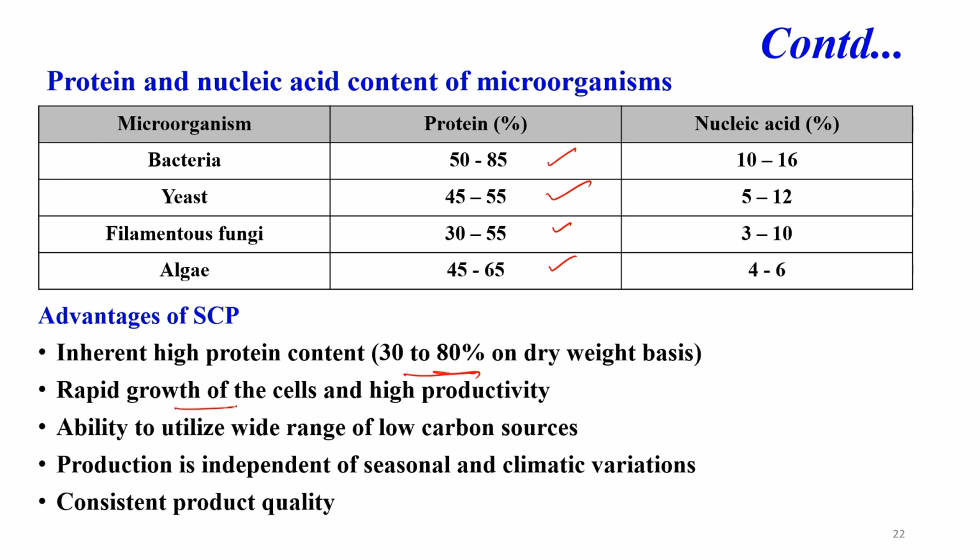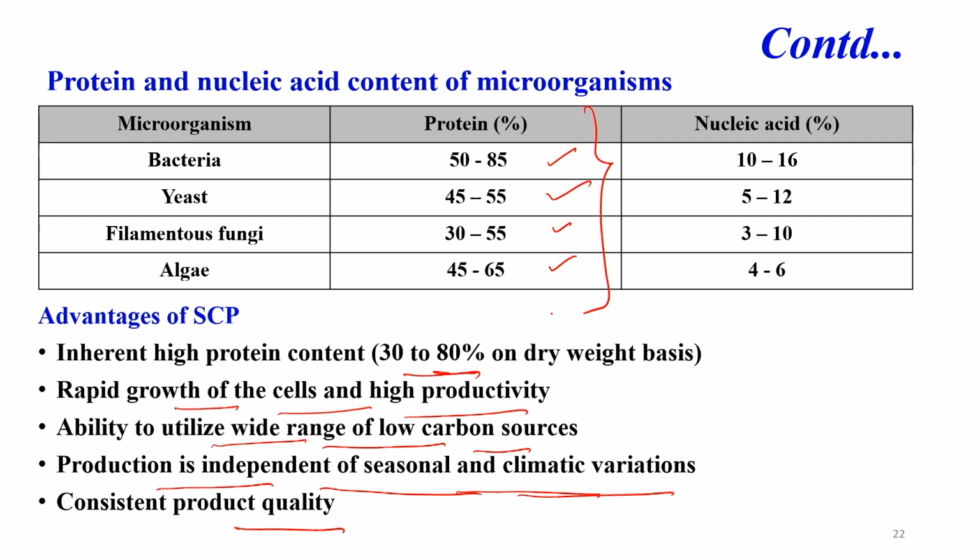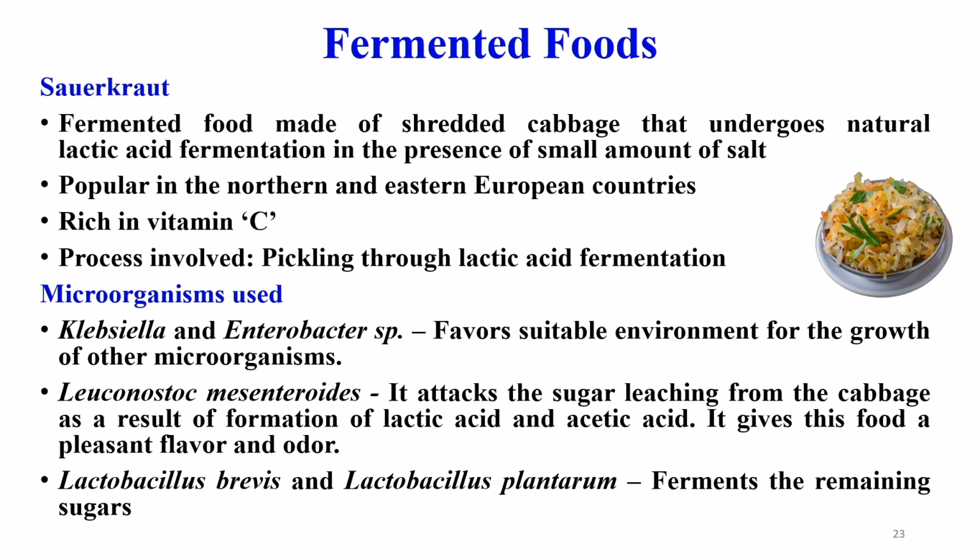In addition, they show rapid growth of cells and high productivity, and they have the ability to utilize a wide range of low carbon sources to grow and produce this biomass. This is important because once you are going for a microbial process, it is independent of seasonal and climatic variations. So, the product quality is very much consistent. So, you just see they are very much rich in protein, in the range of 30 to 80%. Now, the next few slides are already known to us: the fermented food.